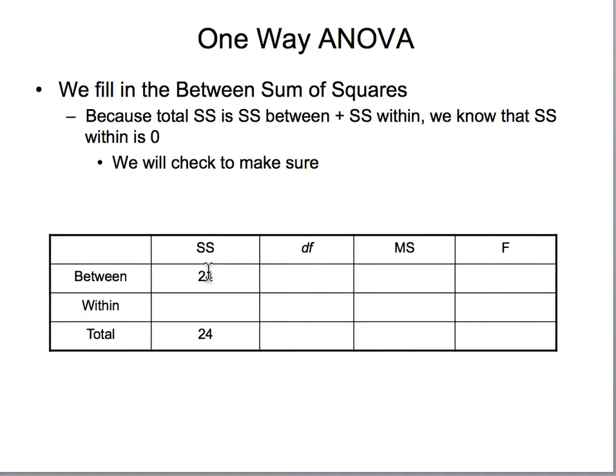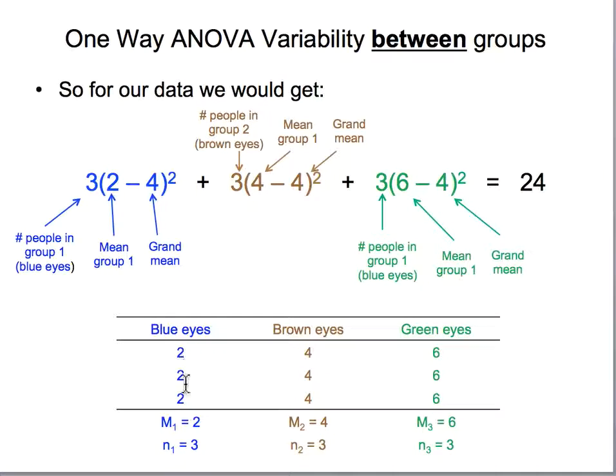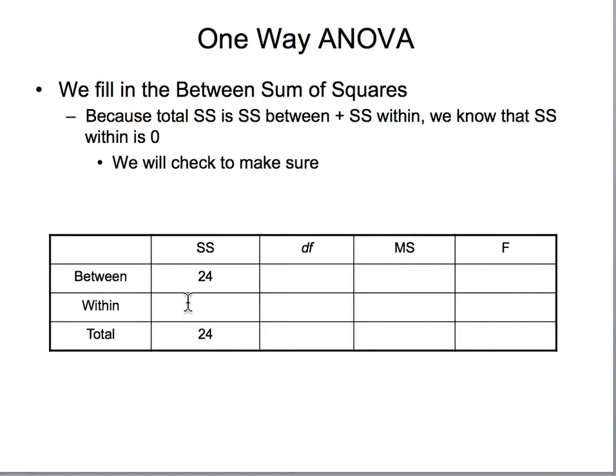And so I'm going to put the between sum of squares in my chart here. And I notice that it's the same as my total. In other words, because there is no difference within the groups, all of my reasons why people are different, all of my variability, is due to group membership.